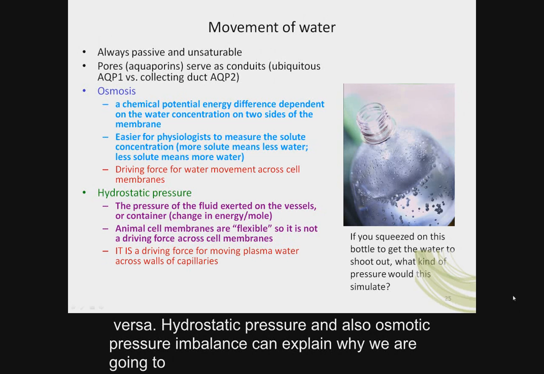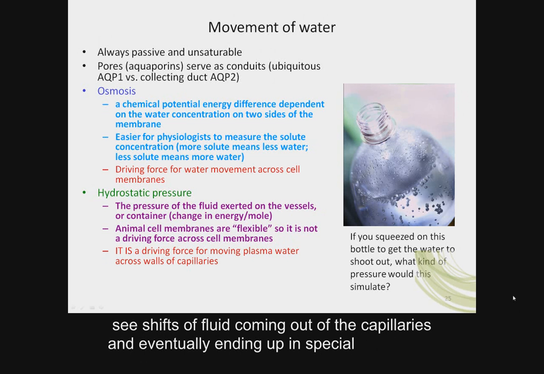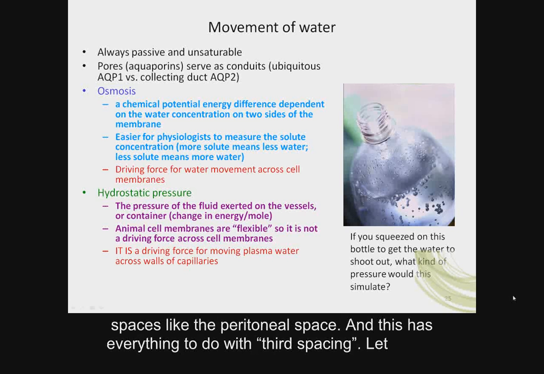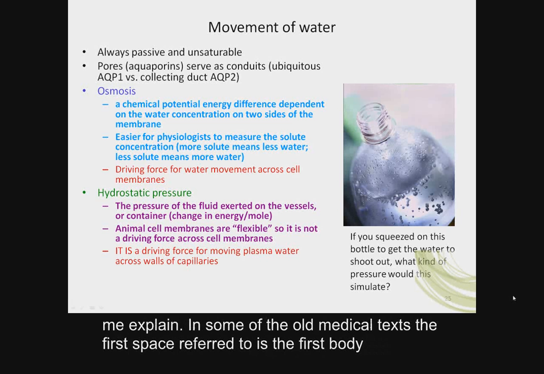Hydrostatic pressure and also osmotic pressure imbalance, both of them, can explain why we are going to see shifts of fluid coming out of the capillaries and eventually ending up in special places like the peritoneal space. And this has everything to do with what's called, quote, third spacing.